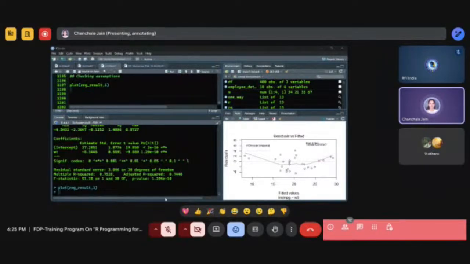Here you can see this line is forming a curve, right? So that is a problem. Just a minute. I'll create all the plots which are important here, and then I'll talk about this.